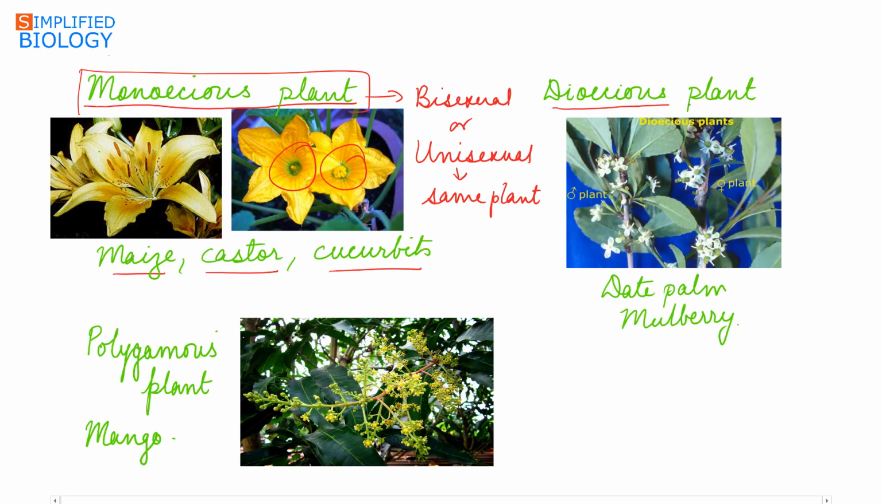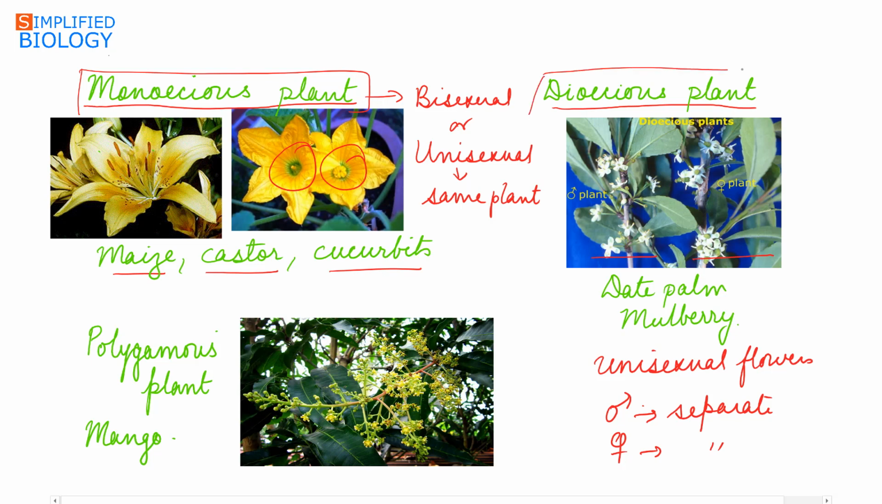While in case of a dioecious plant, unisexual flowers are always produced. The male flowers develop in a separate plant and the female in a separate plant. Means you have a male plant and a female plant. The male and the female flowers develop on separate plants, then that is a dioecious plant. Example, date palm, mulberry.